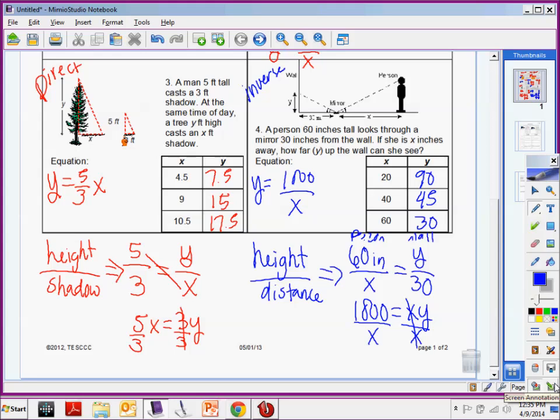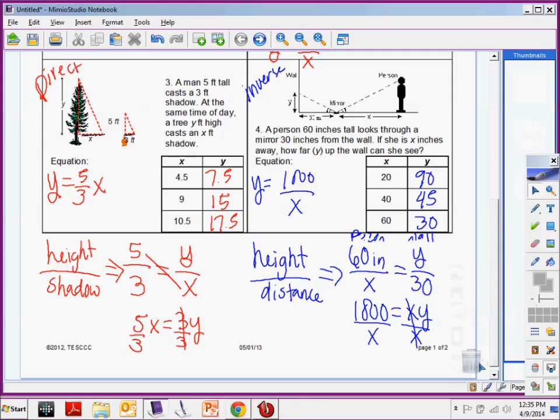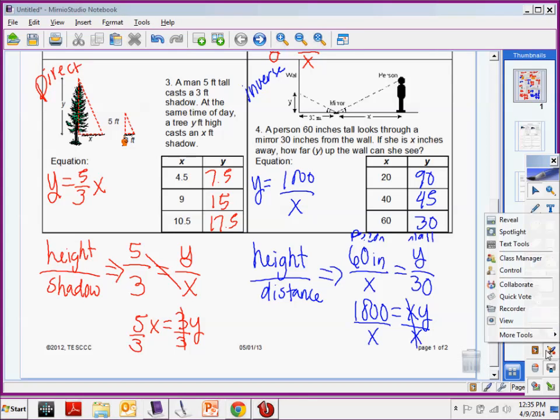Wait, it's a power function. It is a power function. Why is it a power function? Because it's inverse. It'll be X to the what? Negative 1. Good job.